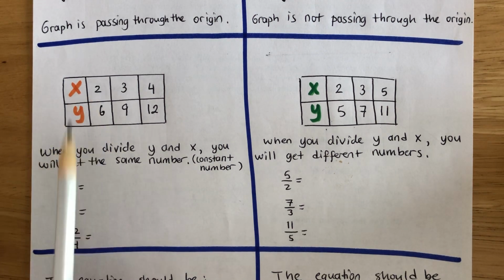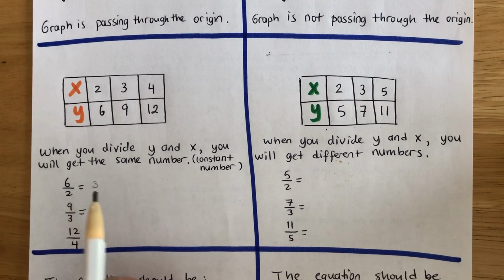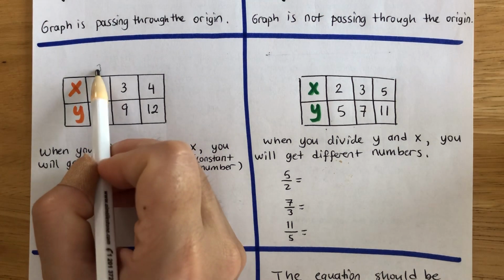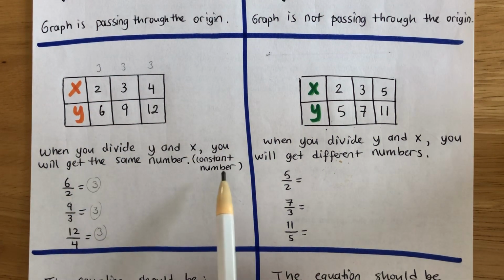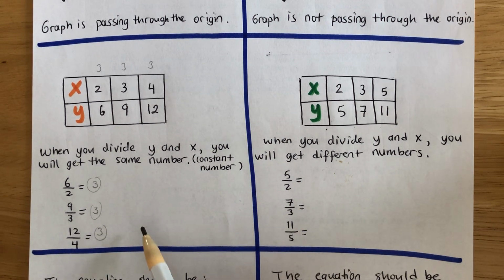6 divided by 2 is 3. 9 divided by 3 is 3. 12 divided by 4 is 3. As you can see, we have 3, 3, and 3. So it's a constant number. It's not changing. So it's proportional.